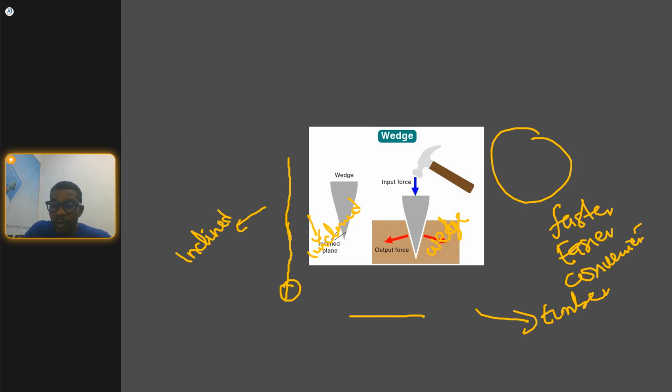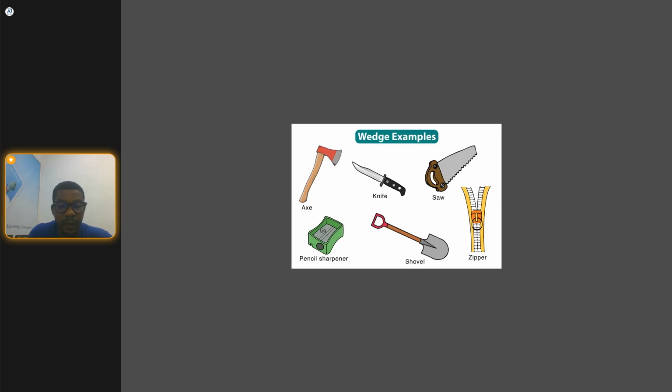Now let's look at some other examples of the wedge. Examples that are related to the wedge, we have the axe. Now look at the mouth of the axe. It's exactly like the wedge that we just discussed earlier. You know, the wedge looks like this, having a sharp edge. So this also represents the wedge. And that is why it's very easy to use the axe to cut your wood and divide it into two.